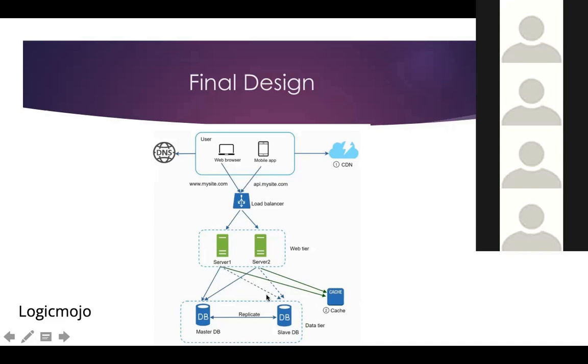Okay, so your traffic has been served, and it has basically taken the product details and returned them to the load balancer, which forwarded them to the web browser, and you're able to see the product details. Same thing on the mobile app.